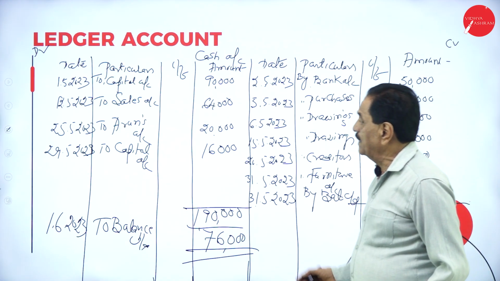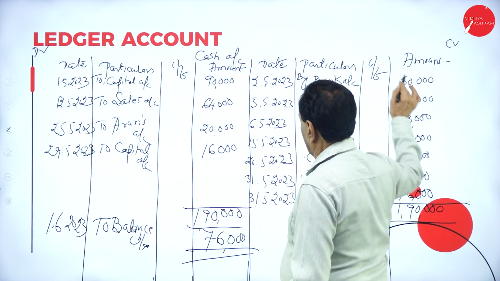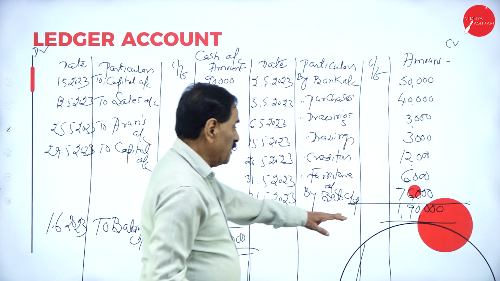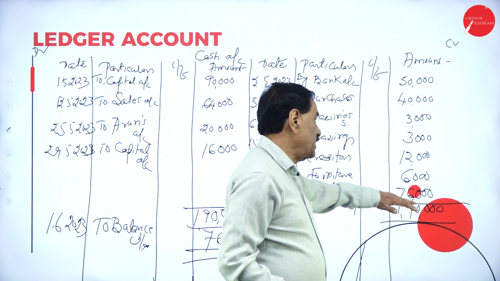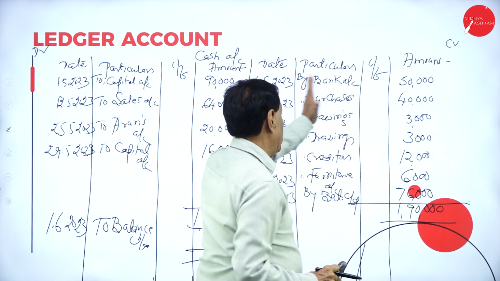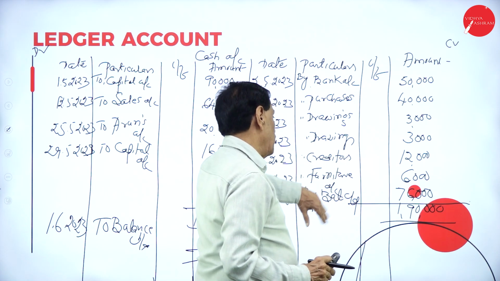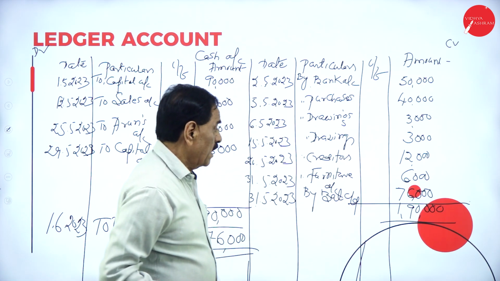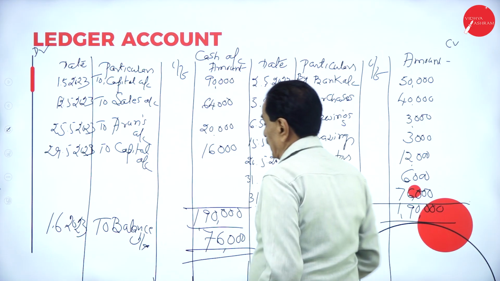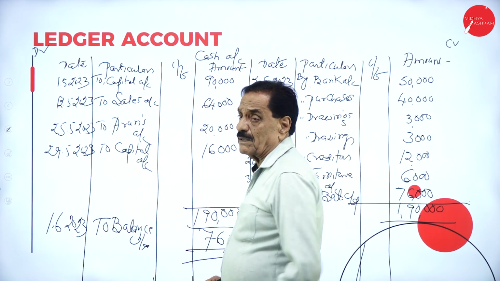Then we prepare the ledger. Debit what comes in, credit what goes out. The total amount received is 1,90,000. How much balance do you have? 76,000. Other things have been spent: paid into bank, purchase, drawings, paid to creditor, furniture purchase. How much is the balance at the end of the month? 31,500, 76,000. Right? Opening balance for the next month is 76,000.